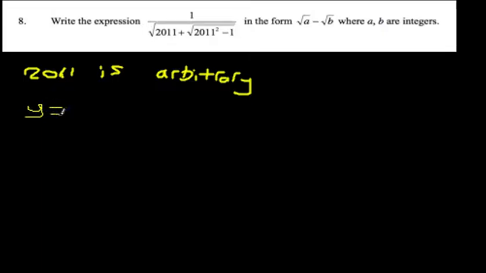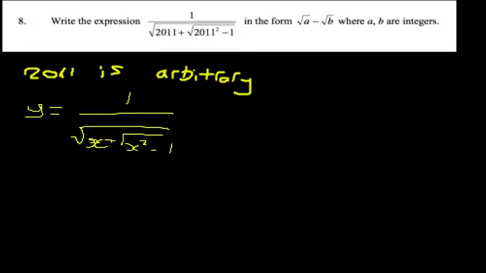So we'll consider the expression y is 1 over the square root of x plus root x squared minus 1. This is an x. Maybe that's not so clear. I'll write that out again. Okay, this is y is 1 over root x plus root x squared minus 1, where x is 2011.